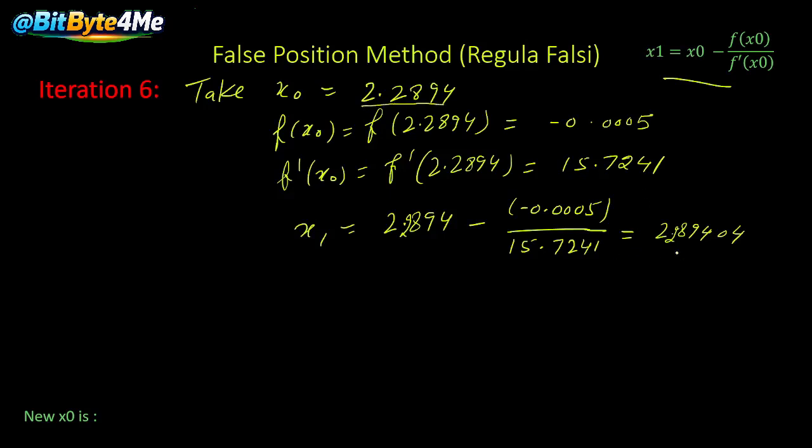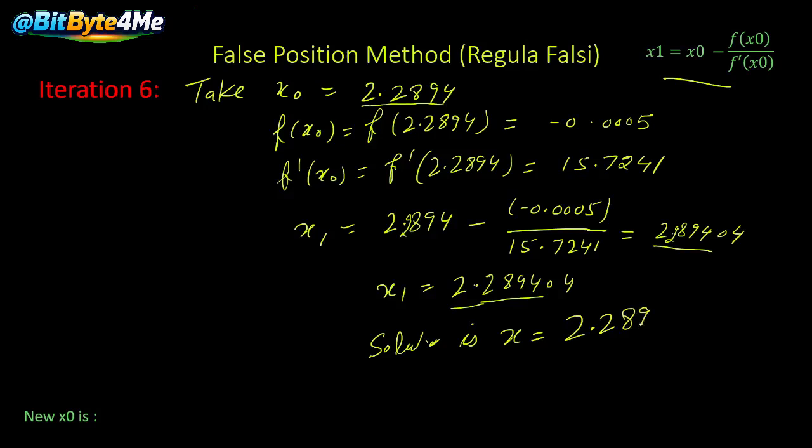If you see, in the previous iteration we got 2.2894 and in this iteration we also got 2.2894. x1 is equal to 2.289404. If we look at the answer up to 4 digits, it is the same as in the previous iteration. So we will stop here as we have got our answer. It's correct up to 4 decimal places. If you want it correct up to 5 or 6 decimal places, then you have to do more iterations, but it's enough for up to 4 decimal points. So the solution is x is equal to 2.2894.